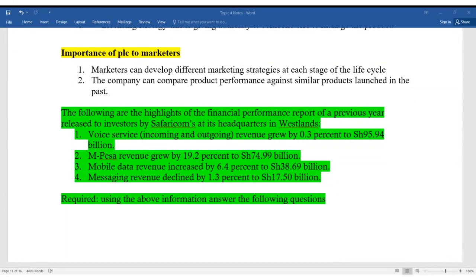Like, for example, messaging for Safaricom. Why do you think it declines? There are reasons for its decline. For example, today, people can message on WhatsApp and other social media sites. Calls have become cheaper. So instead of sending a text message, why not just call?